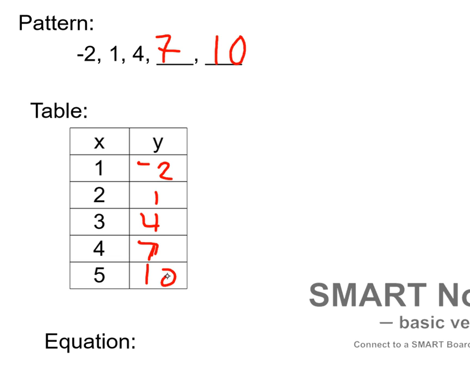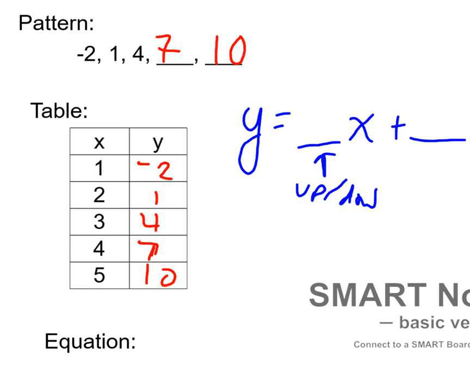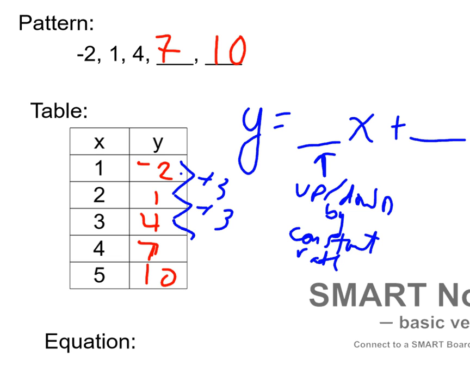So now we have to think about what our equation is going to be. And remember, we've now learned that an equation is y equals something x plus or minus something. The first one is what we go up or down by. It's our constant rate. In this case, we notice that we go up by 3 every time we add a new number to our pattern. So that goes here. That is our constant rate.